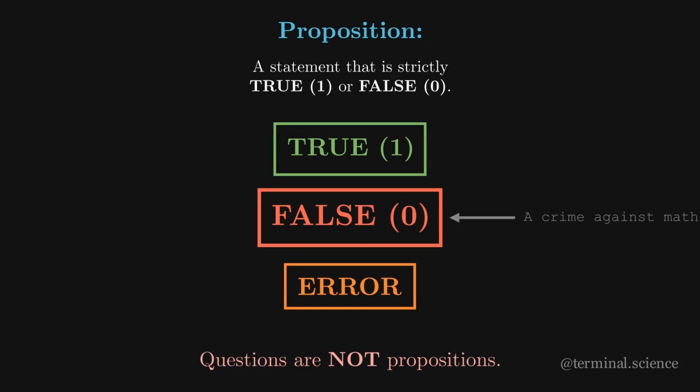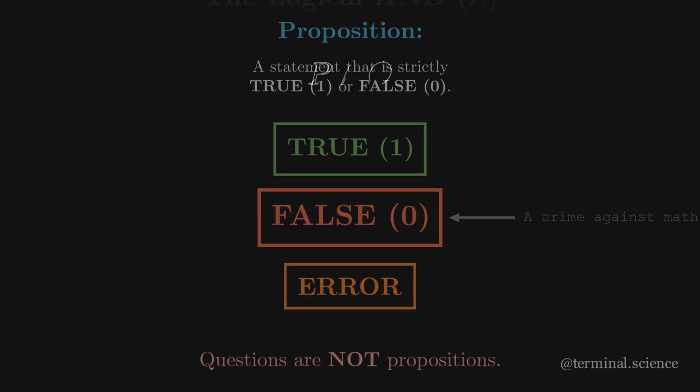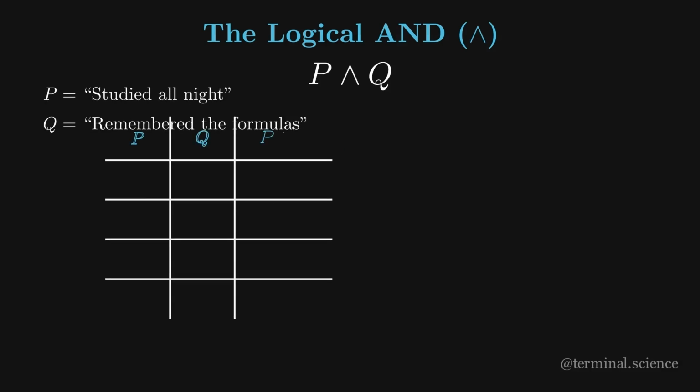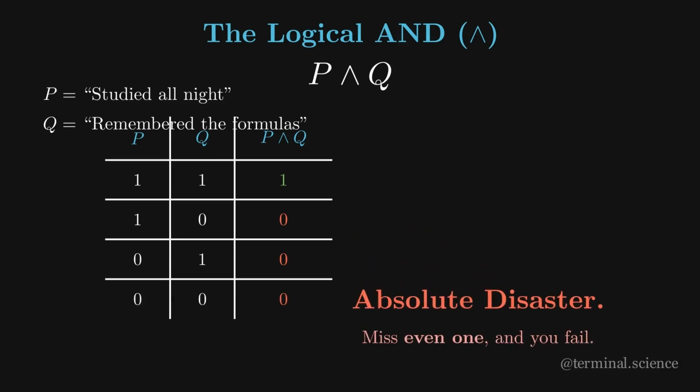First is the logical AND. For P and Q to be true, both conditions must be met. P, you studied all night. Q, you remembered the formulas. If you do both, you ace the midterm. But look at the table. If you miss even one of these conditions, you fail. And if you do neither, it is an absolute disaster. Miss even one, and you fail.